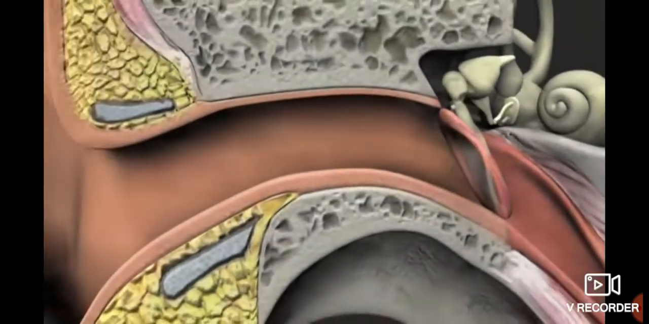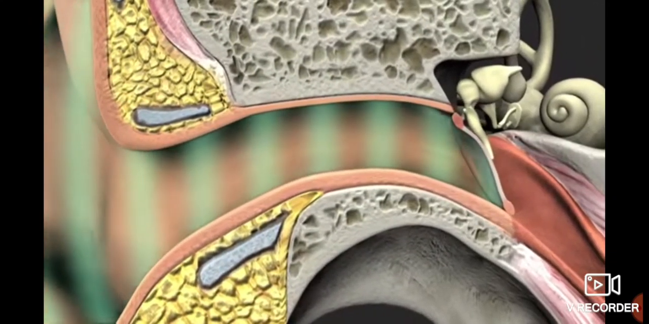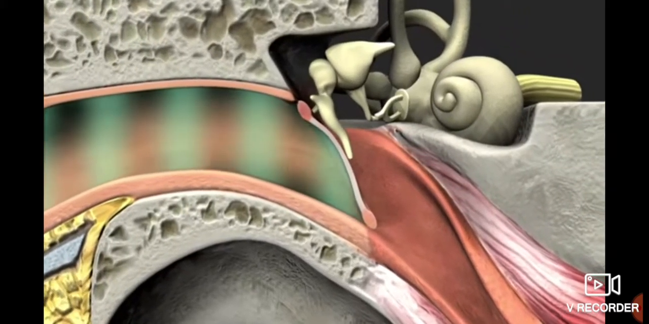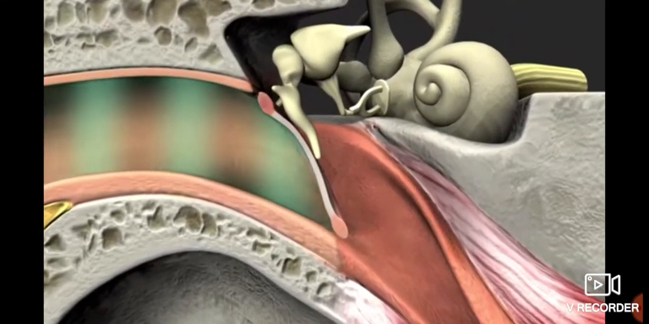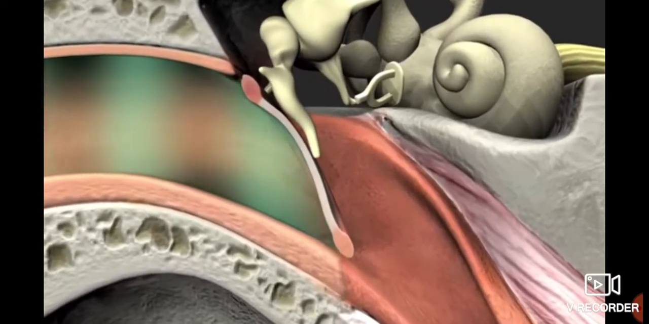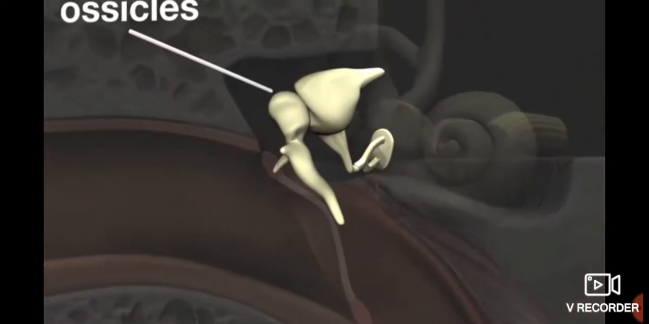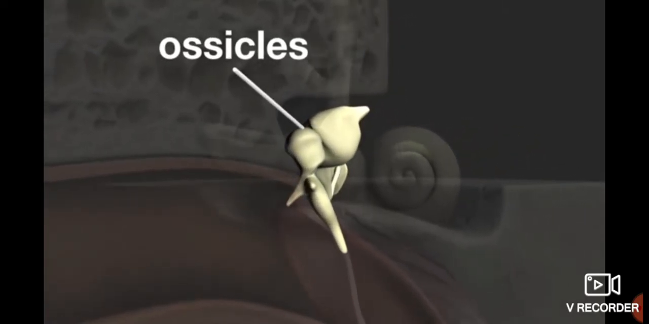When sound waves enter inside the ear canal, they strike the tympanic membrane, setting it in motion. The louder the sound, the more the vibrations, so the more it will move.